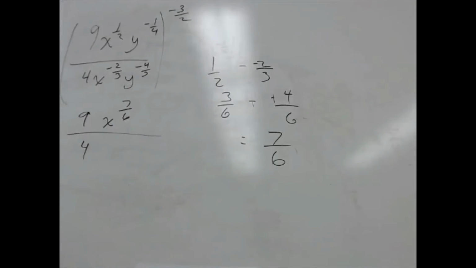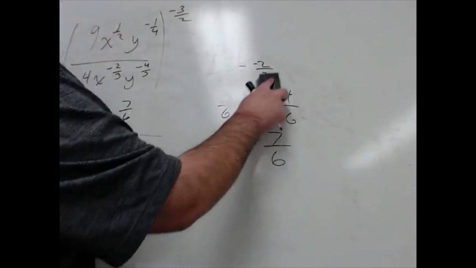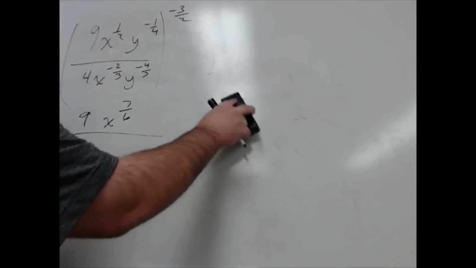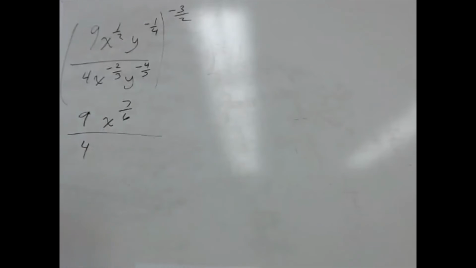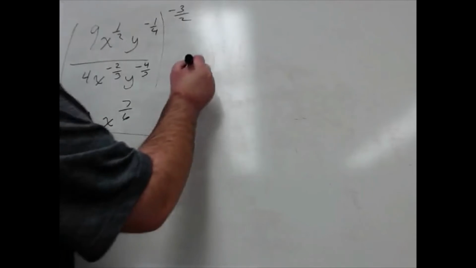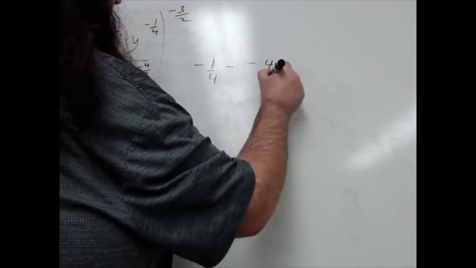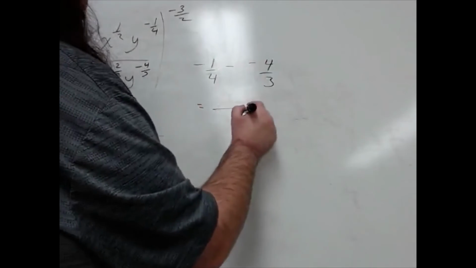And look at my y term. Next, I've got a numerator of y to the negative 1/4 and a denominator of y to the negative 4/3. So I'm going to have to do negative 1/4 subtract negative 4/3. Denominator here between these two would be 12.